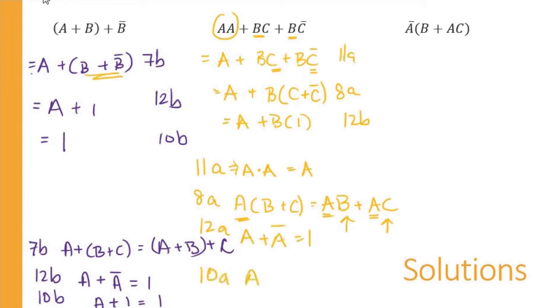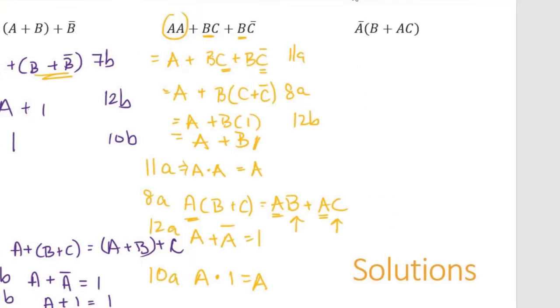And 10A tells us that if I have some input A, and I run that through an AND gate with 1, the output is dependent on A. So far we have A, and B times 1 is just B. And then now I just have A or B. But we're done. See if you can verify that using a truth table. Last one.